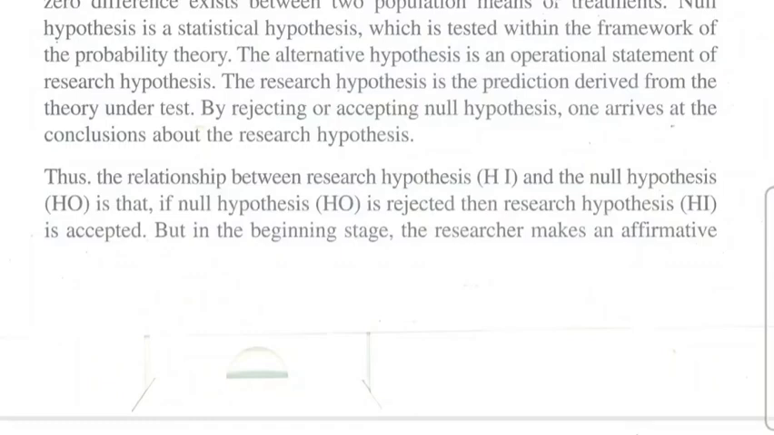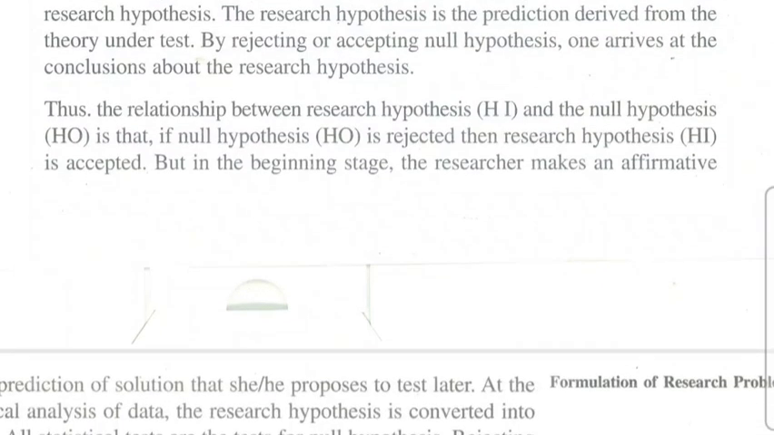The alternative hypothesis is an operational statement of the research hypothesis. The research hypothesis is the prediction derived from the theory under test. By rejecting or accepting the null hypothesis, one arrives at conclusions about the research hypothesis. Thus, the relationship between the research hypothesis, H1, and the null hypothesis, H0, is: if the null hypothesis, H0, is rejected, then the research hypothesis, H1, is accepted.